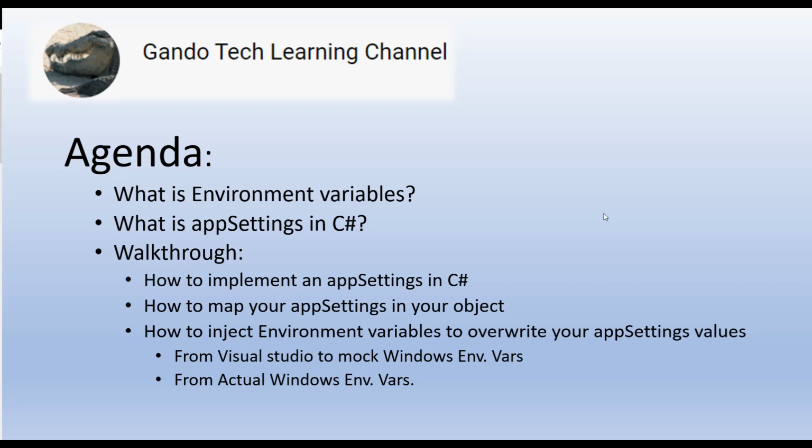So it's going to be two different scenarios. One of them is a shortcut of just mocking the environment variables inside Visual Studio. And then the second scenario is using the actual Windows variables. We're going to go there, create the environment variables, and then run it in Visual Studio to see how it's working. So please bear with me. We're going to start this exciting video and talk about these fundamental and crucial things.